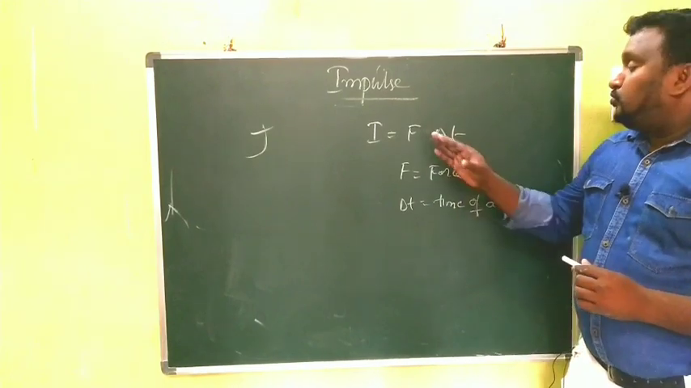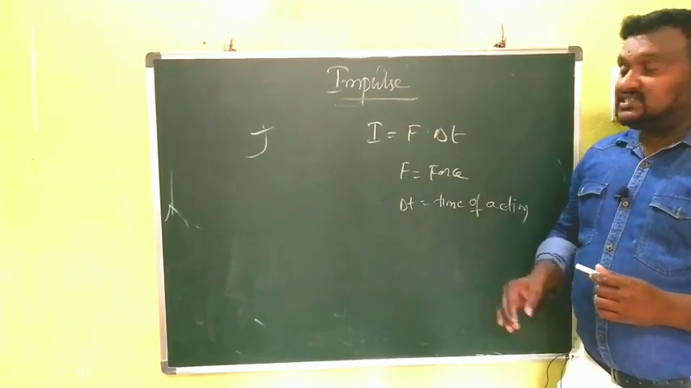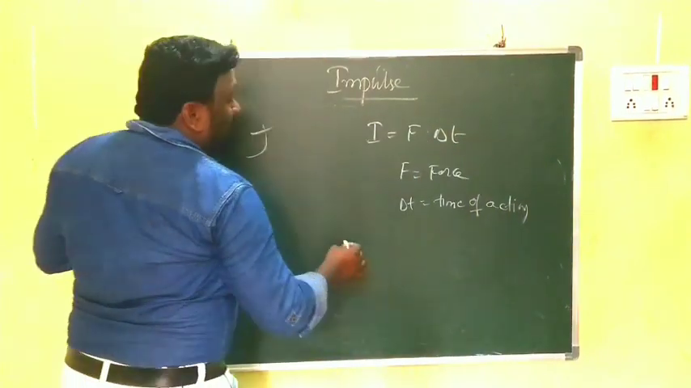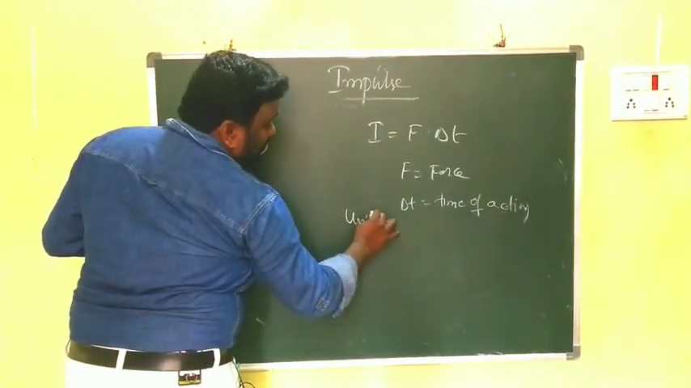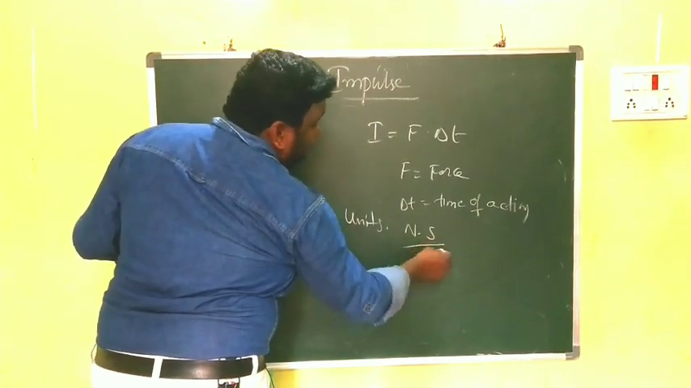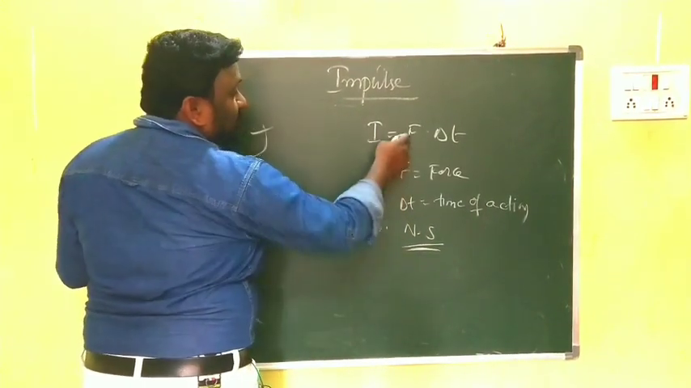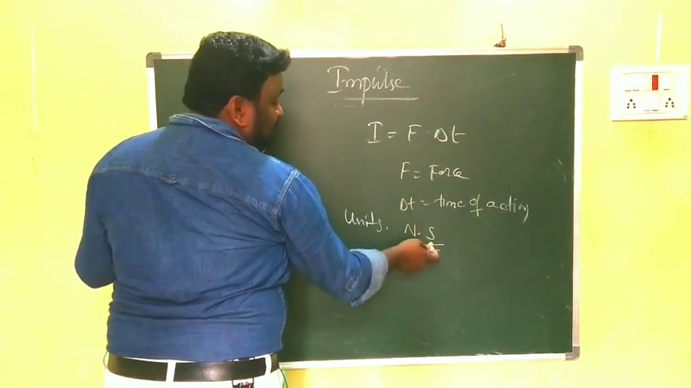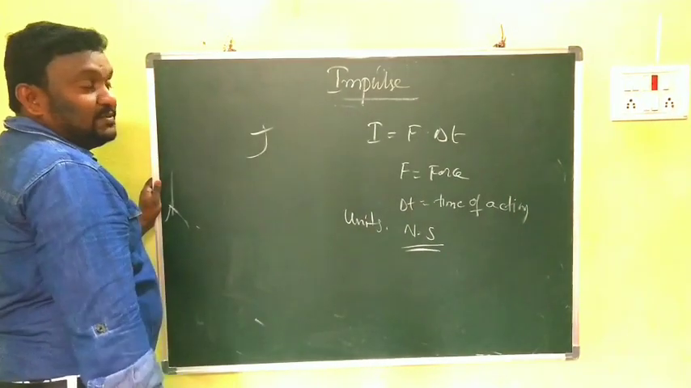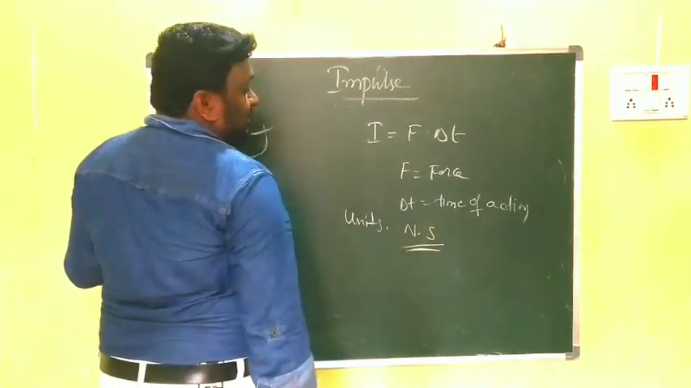The product of force and time is called impulse. Here delta t means the time of action of the force. What are the units? For force, the unit is Newton. Delta t means time, and the time unit is second. So the unit of impulse is Newton second. Clear, children? Units is Newton second.